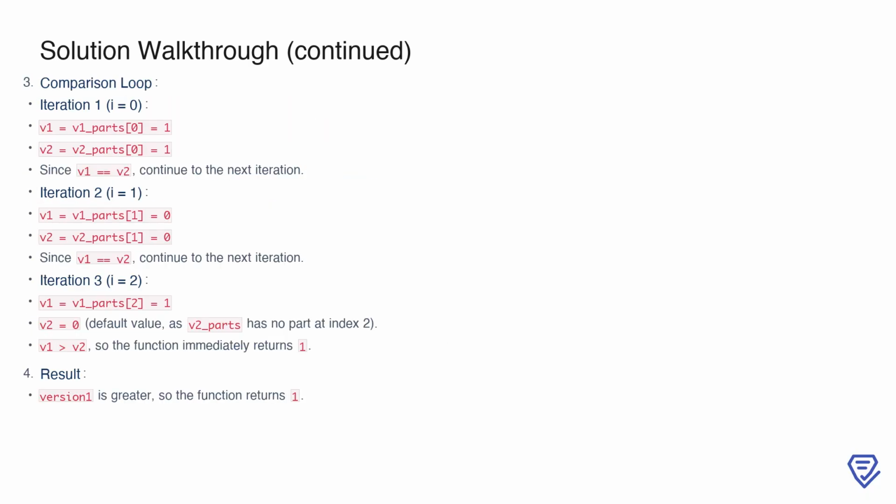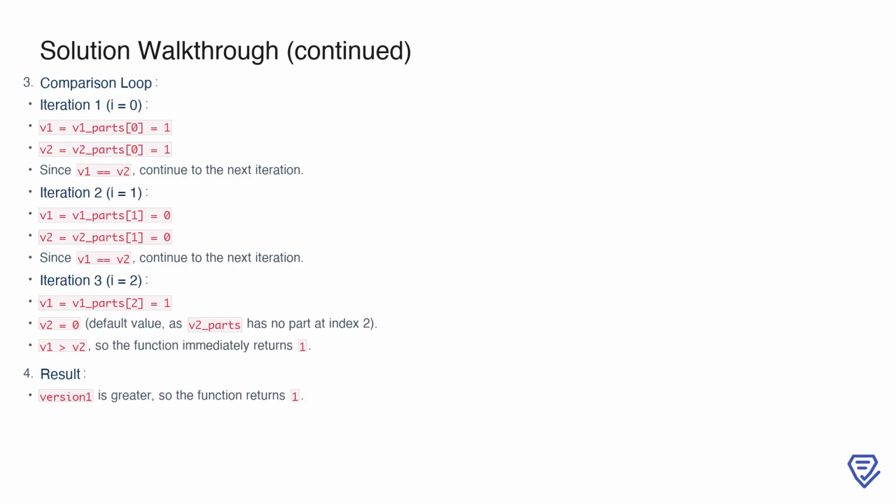In the comparison loop for this example, we begin with the first iteration where v1 is 1 and v2 is also 1. Since they are equal, we move to the next iteration. In the second iteration, v1 is 0 and v2 is also 0. Again, they are equal, so we proceed to the third iteration.